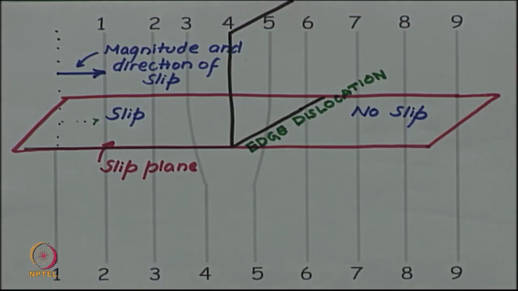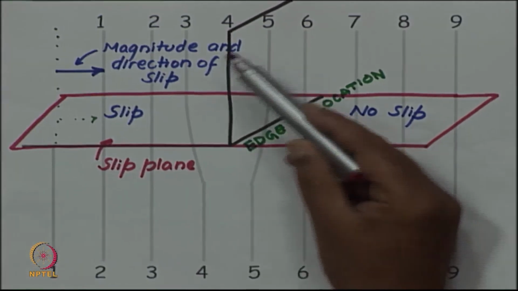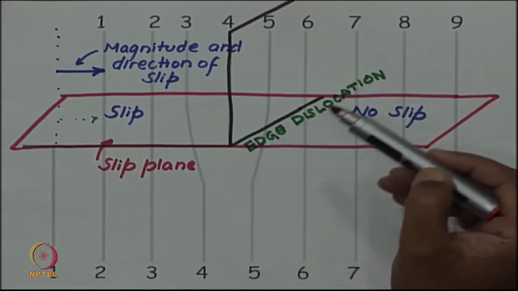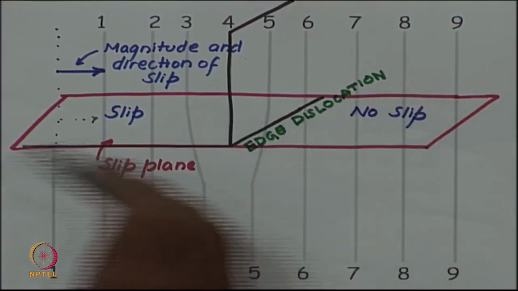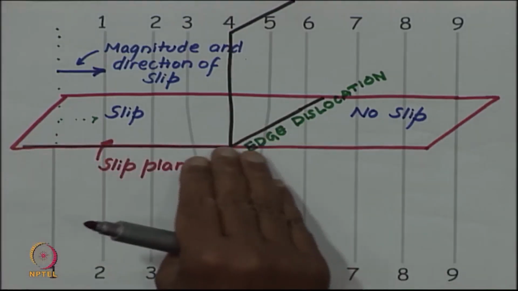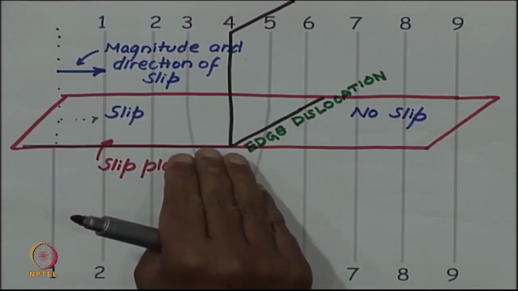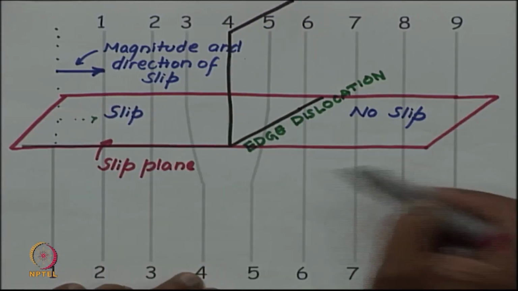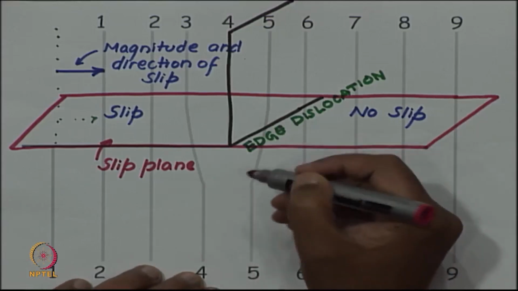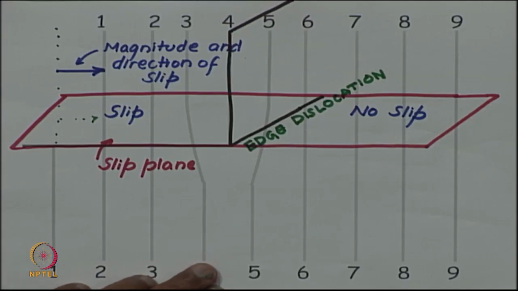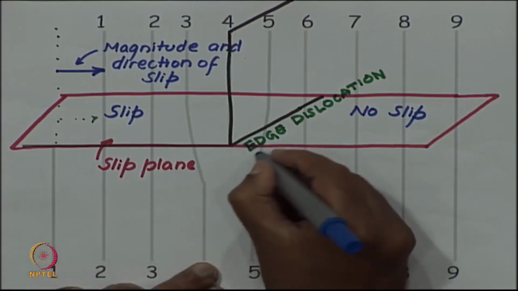So, you can see that the same extra half plane and the bottom edge of the extra half plane has been created now. So, I have created an edge dislocation, but I have created it by this imaginary experiment of cutting the crystal and making this slip. And in this thought experiment, the edge dislocation now appears to be the boundary between slipped and unslipped region.